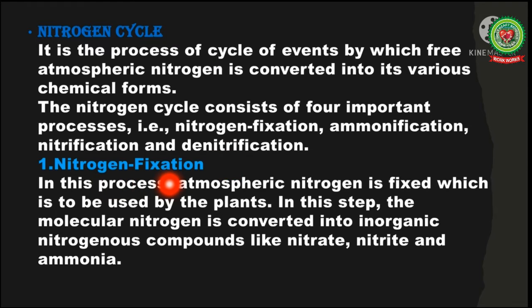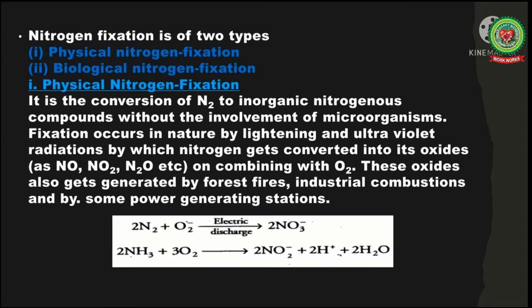Nitrogen fixation. In this process, atmospheric nitrogen is fixed which is used by the plants. In this step, the molecular nitrogen is converted into inorganic nitrogenous compounds like nitrate, nitrites and ammonia. Nitrogen fixation is of two types, physical nitrogen fixation and biological nitrogen fixation. Physical nitrogen fixation.